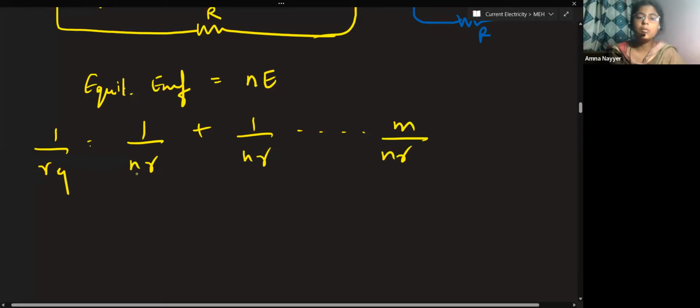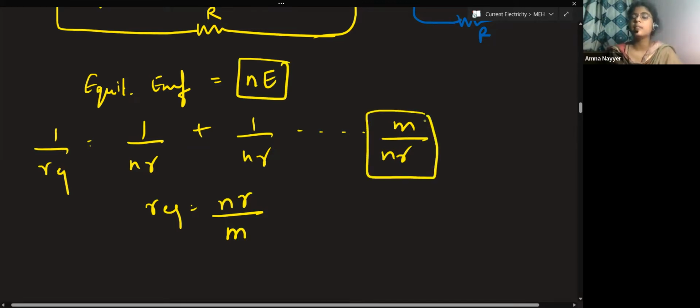So 1/R equivalent will be 1/nr plus 1/nr, m times, that is m/nr. So R equivalent will be what? nr divided by m. Whatever you studied for parallel, that is getting applied. It's just that we have the value of this as this and this as this because of series grouping as well. Now put the values in the formula of current.